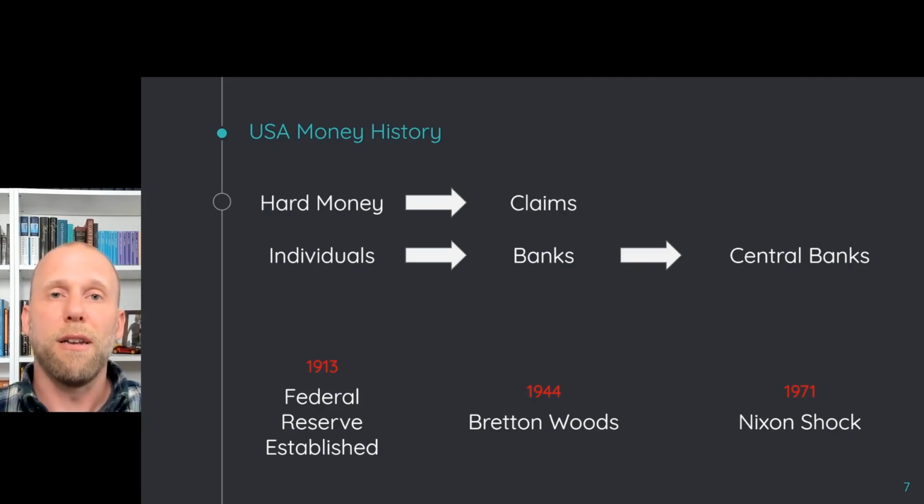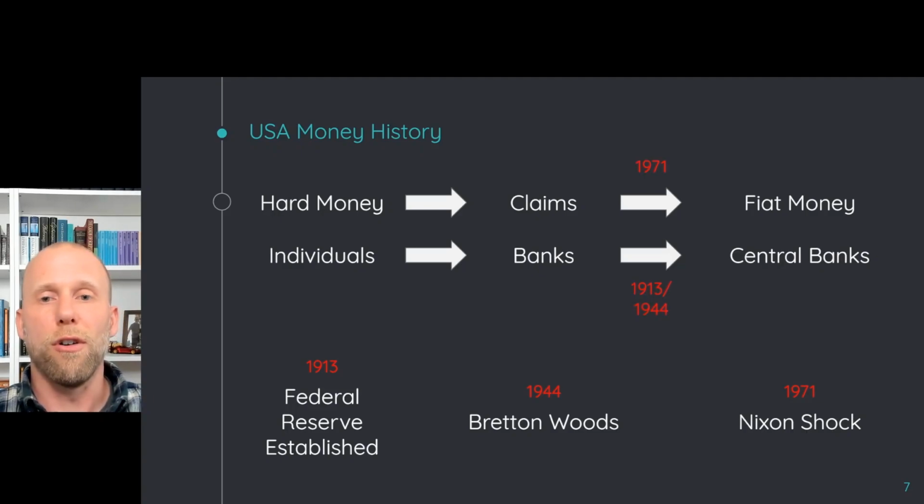Without getting, again, you can go deep down the rabbit hole on the causes of the Nixon shock. But in 1971, President Nixon shut the U.S. gold window. Okay, no longer could you redeem U.S. dollars for gold. And that fully established fiat money. And again, because the US dollar was the world reserve currency, it didn't just put the United States on a fiat money system. It put the entire world on a fiat money system because the US dollar was the world reserve currency.